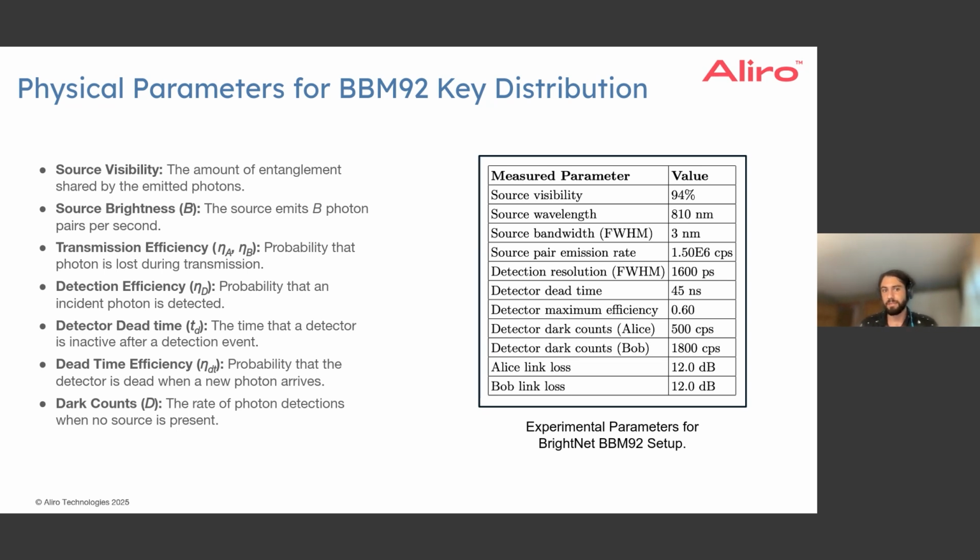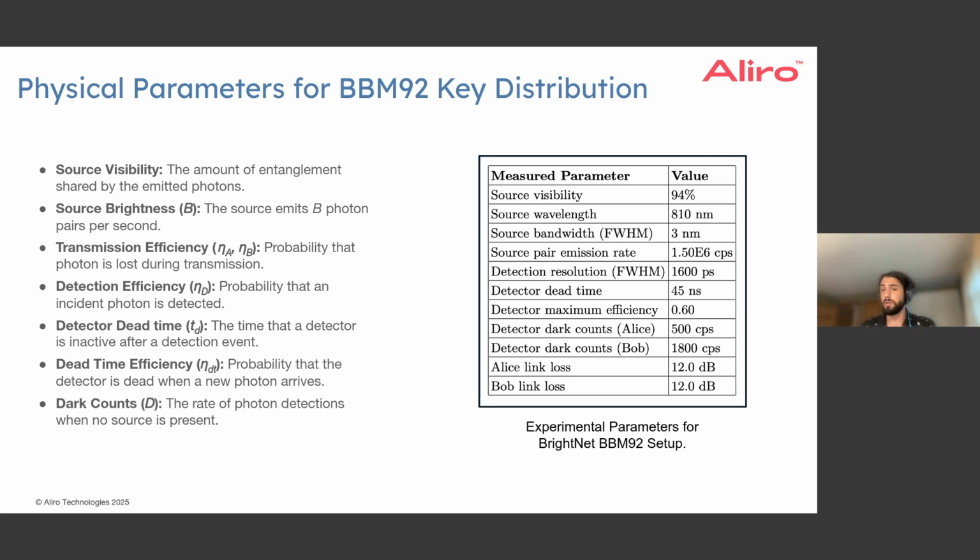Dead time and dead time efficiency capture how much loss is associated with the detector not being able to register new events. This is something that happens when detectors register a photon. They become inactive for a certain amount of time as they reset to get ready to collect the next photon. Then finally, dark counts are photon detection events that are not attributed to our entanglement source and are coming from other sources such as thermal noise or external background light in the experiment.